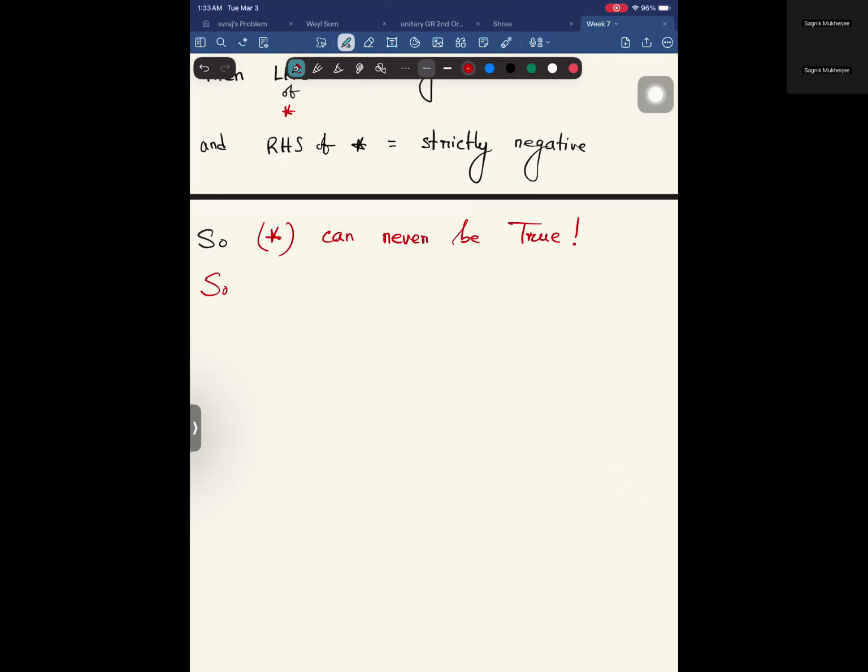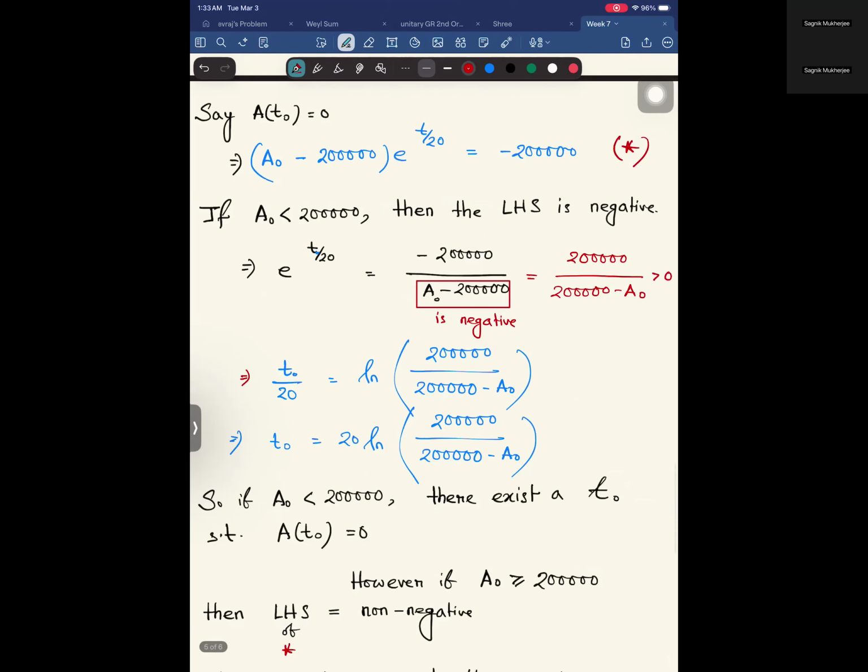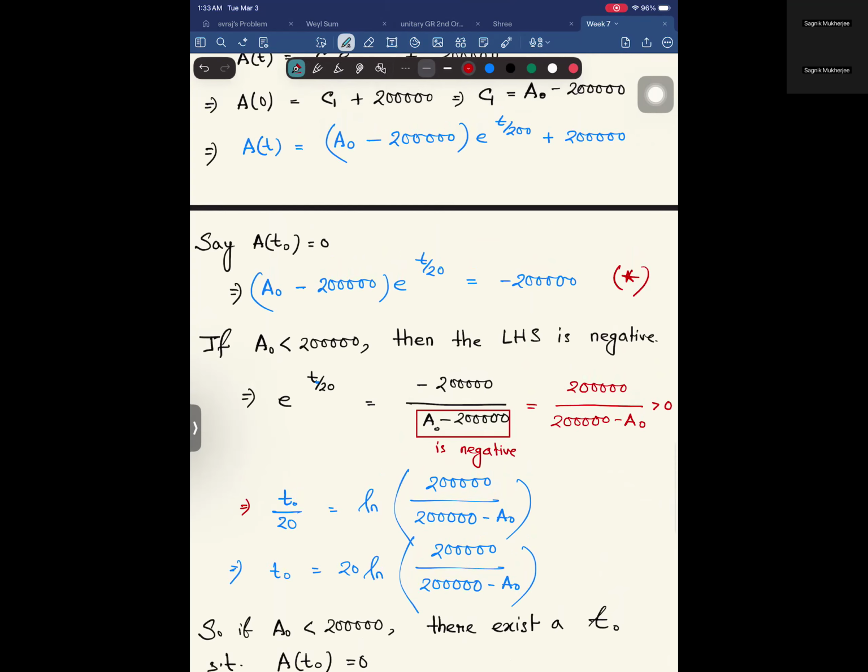So A of t0 can never be 0, no matter what t0 is. Meaning A of t0 will never be 0. So as long as your initial deposit in the bank is at least $200,000, your bank balance will never be 0. So that's the point. So that answers question F.